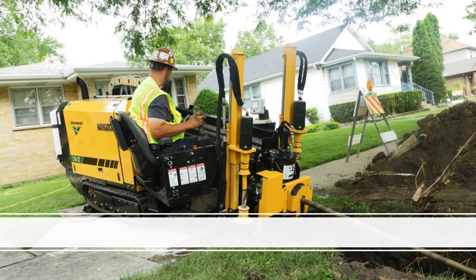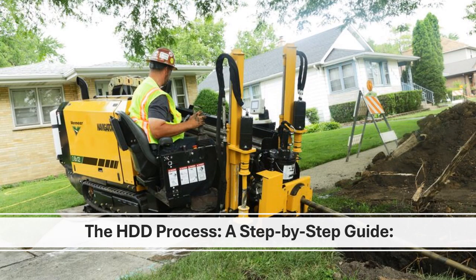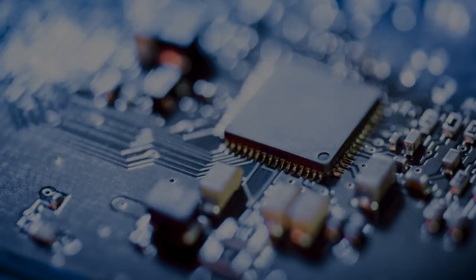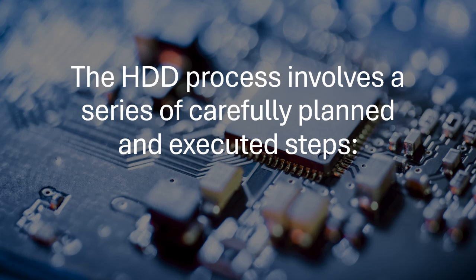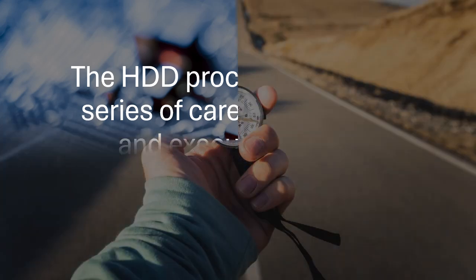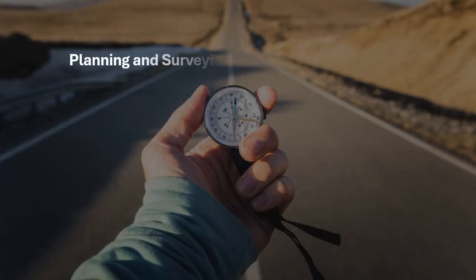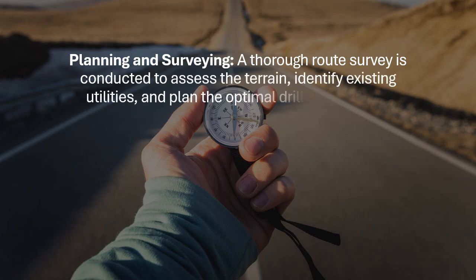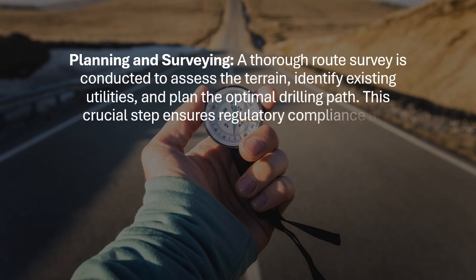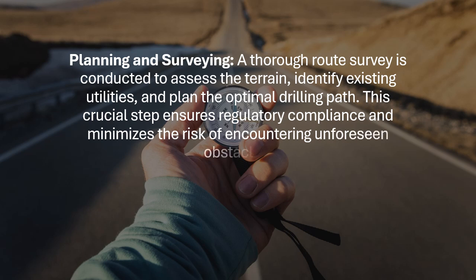The HDD process, a step-by-step guide. The HDD process involves a series of carefully planned and executed steps. Planning and surveying. A thorough route survey is conducted to assess the terrain, identify existing utilities, and plan the optimal drilling path. This crucial step ensures regulatory compliance and minimizes the risk of encountering unforeseen obstacles.